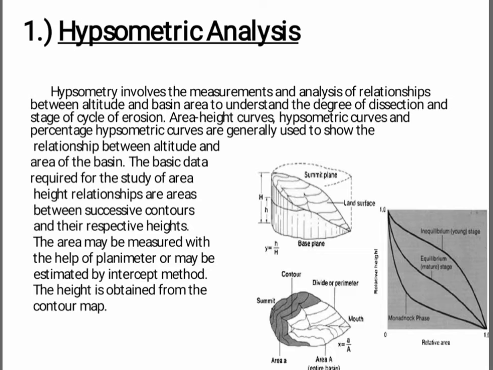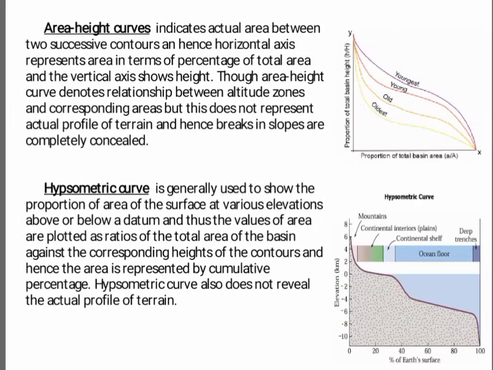Hypsometric analysis involves the measurement and analysis of the relationship between altitude and the basin area to understand the degree of dissection and stage of cycle of erosion. Area height curves, hypsometric curves and percentage hypsometric curves are generally used to show the relationship between altitude and the area of the basin. The basic data required for the study of area height relationship are area between successive contours and their respective heights. The area may be measured with the help of a planimeter or may be estimated by the intercept method. The height is obtained from the contour map.